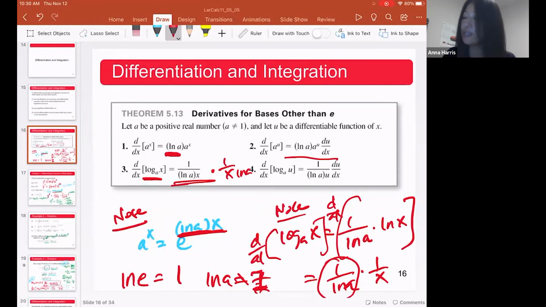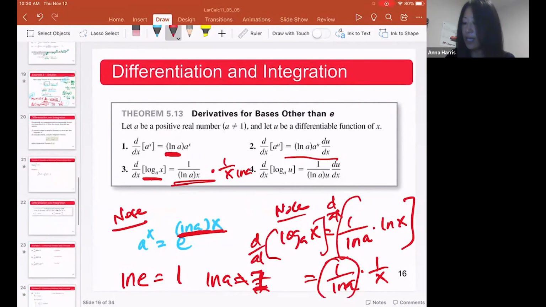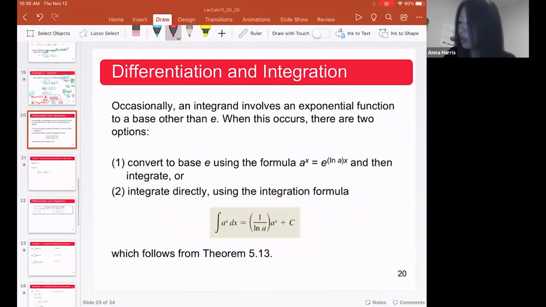See, we multiply by natural log when you take the derivative. So when you take the antiderivative, what would you do? Of course, you divide by that. So for the derivative, you multiply by natural log of A. When you take the antiderivative, you divide by natural log of A.